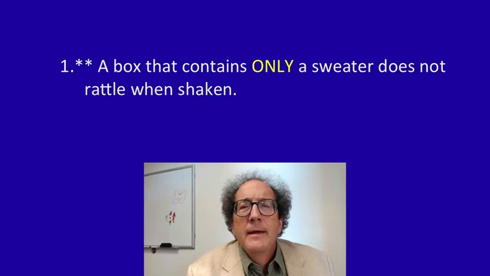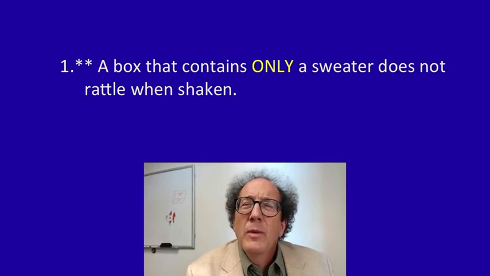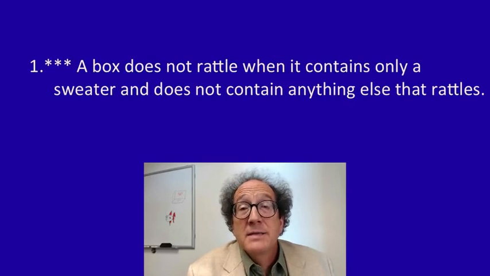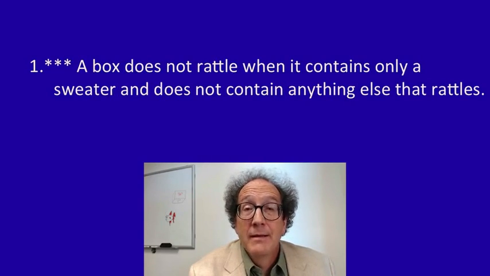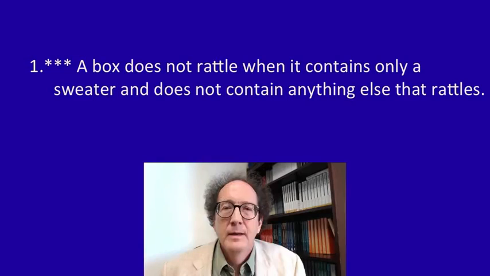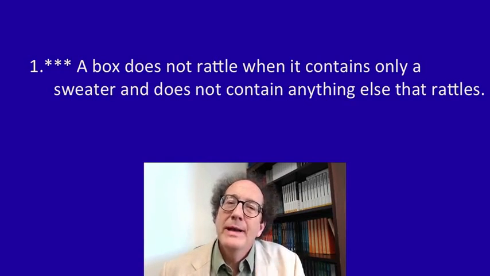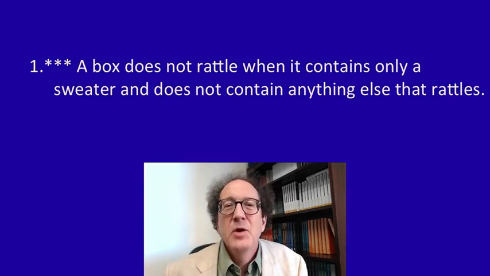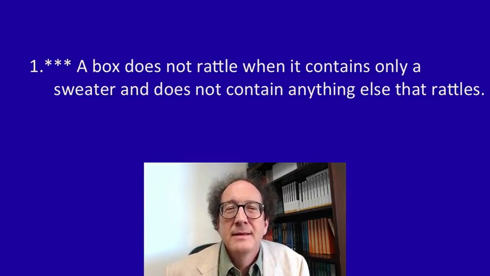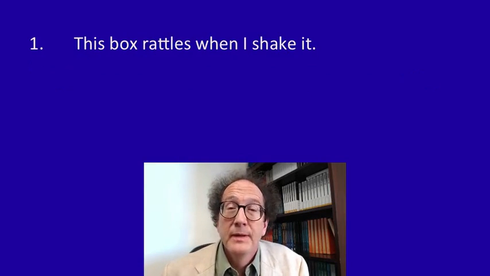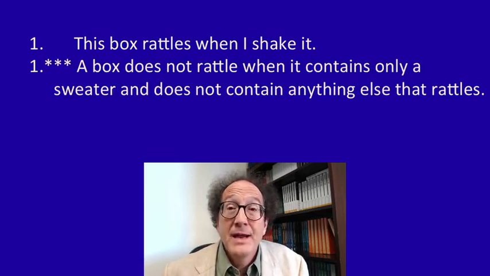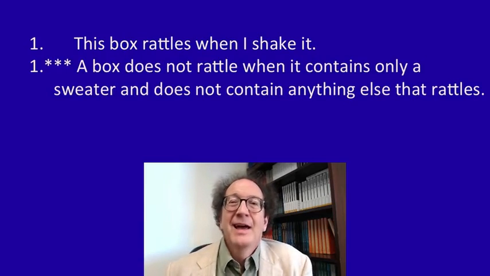Well, it probably excludes other things that might make the rattling sound, like if my wife put rocks in the box. So we can clarify this premise by saying a box that contains only a sweater and not anything else that might make a rattling sound when shaken won't rattle when shaken. Well, is that premise true? You might quibble about details, but it's close enough for now. What we need to do, though, is to go back and determine whether, when we put that suppressed premise in, the argument's valid. And the argument now looks like this. This box doesn't rattle when shaken, and a box doesn't rattle when shaken if it contains only a sweater and not anything else that makes a rattling sound.